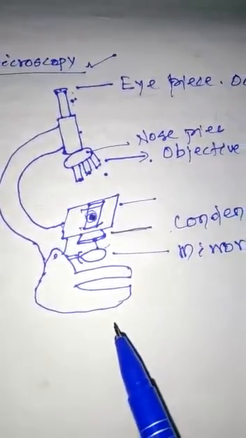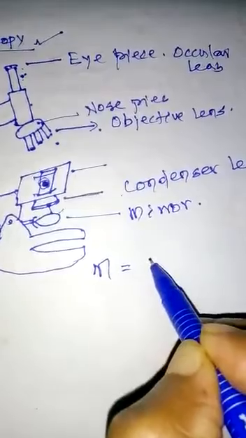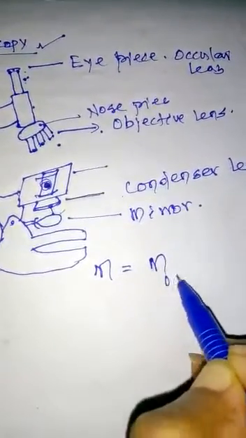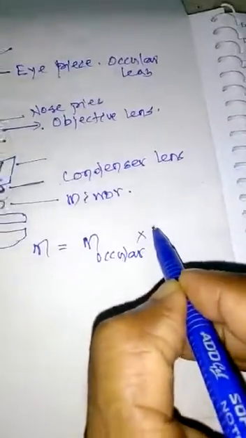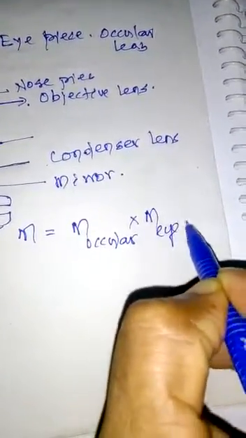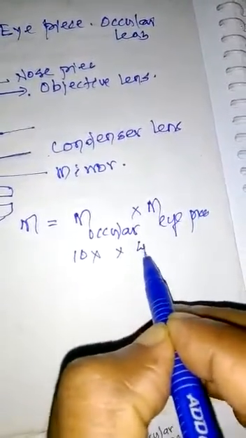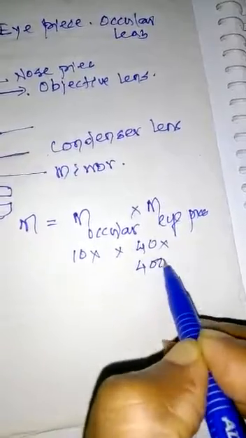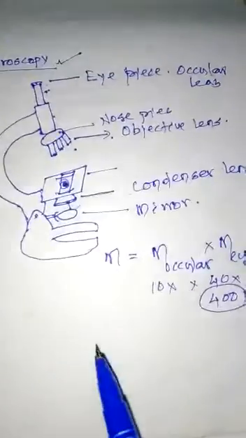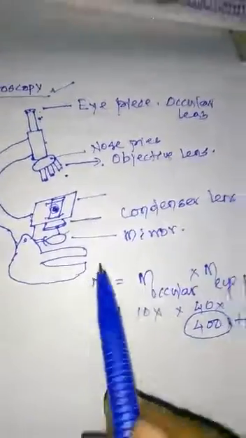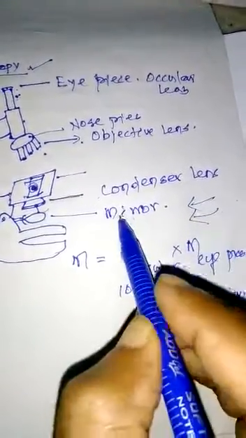So in a compound microscope, the magnification depends upon the objective lens magnification times the magnification of the eyepiece. Suppose this is 10x, this is 40x, then 400 times magnification takes place in a compound microscope. So a compound microscope has a light source of illumination. Light source is to be applied.